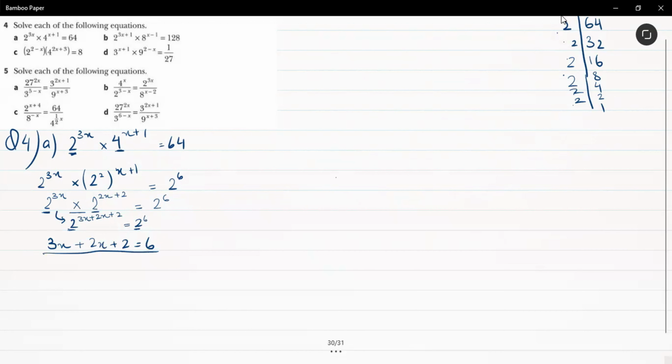And again, if you don't understand because I've been too brief in this, go watch the previous lectures at the start of chapter 3 and exercise 3.2, so that you get a clearer concept of what we have been doing from the start of this chapter. So 3x plus 2x gives us 5x plus 2 is equal to 6. 5x is equal to 6 minus 2, which is 4. And x is equal to 4 over 5. And that's it for question number 4, part A.